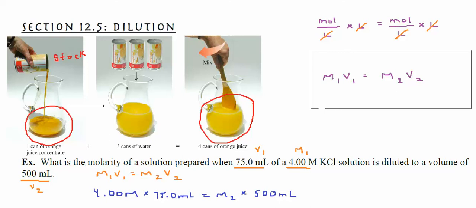Now, unit-wise, I'm going to walk you through this briefly. The molar, the units of concentration, remain there because there are no molars on the other side yet. My milliliters cancel, and so I know for my final answer, when I solve for this, that the units for molarity, for concentration, must be molar. So what I want you to do right now is take this 4.00 times 75.0, which equals your M2 times 500. I want you to solve for M2. You need to be careful to make sure to have the correct number of significant figures and to include the units. And that's all you need to do.